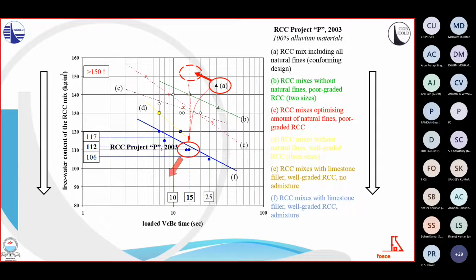Later on in 2015, in another project called here Project E, with a similar concept mix, but where a source of limestone quarry could be used to produce 100% crushed aggregate, a further decrease of the water content was possible up to 93 liters per cubic meter for an even lower VB time of 8 seconds in average. This exercise shows once more the use of the VB test to evaluate the potential improvements that are possible in RCC mixes during mix design.